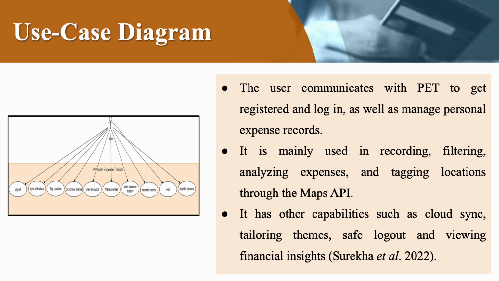Coming to use case diagrams, this slide demonstrates the major interaction of the user with the PET application, and it presents the key use cases including registration, login, and expenses. The location tagging of the Maps API allows the user to record, filter, and analyze them. Other features are cloud backup, theme customization, secure logout, and the availability of visual financial information, so one can be conscious of how they spend their own money.